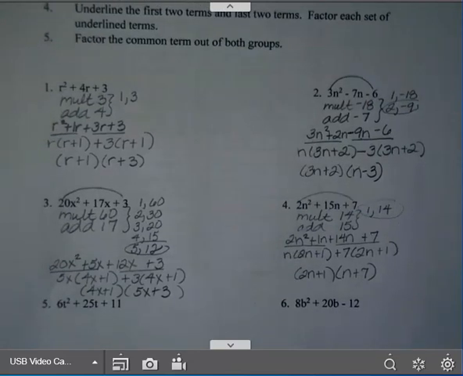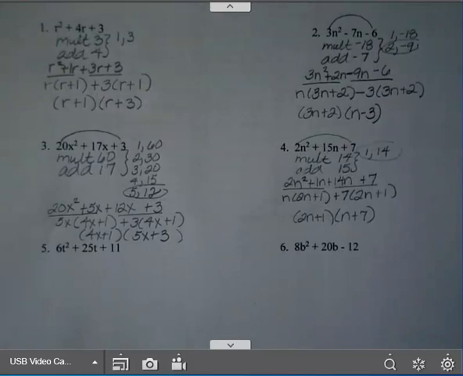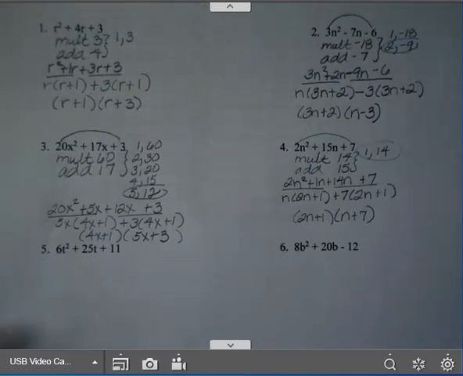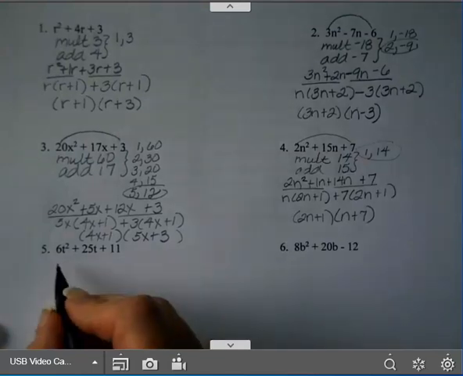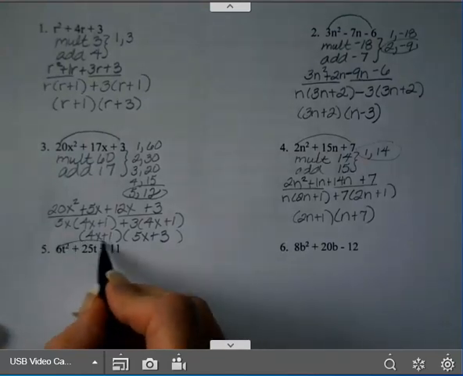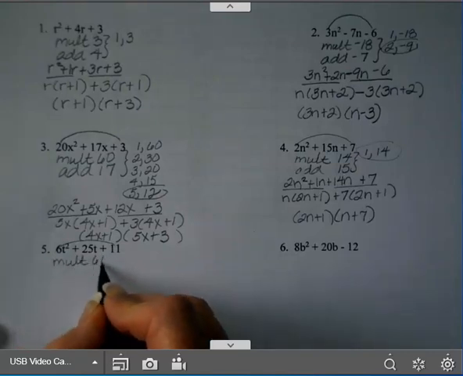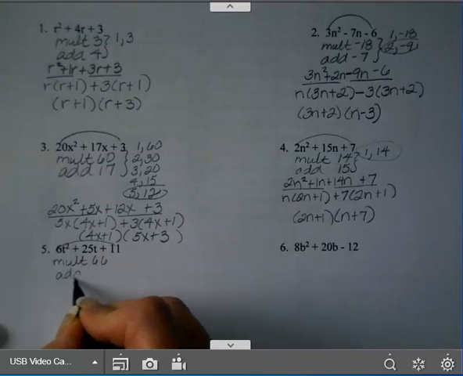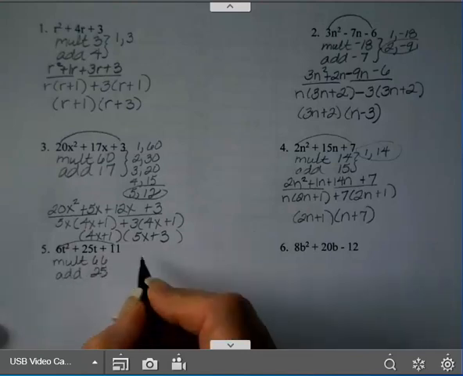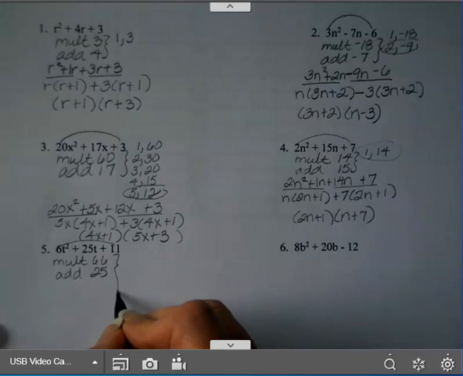Number 5, that is in standard form, highest exponent to lowest exponent. There's no greatest common factor. So I need it to multiply to 66 and add to 25. If you can't come up with the numbers, just start listing them.